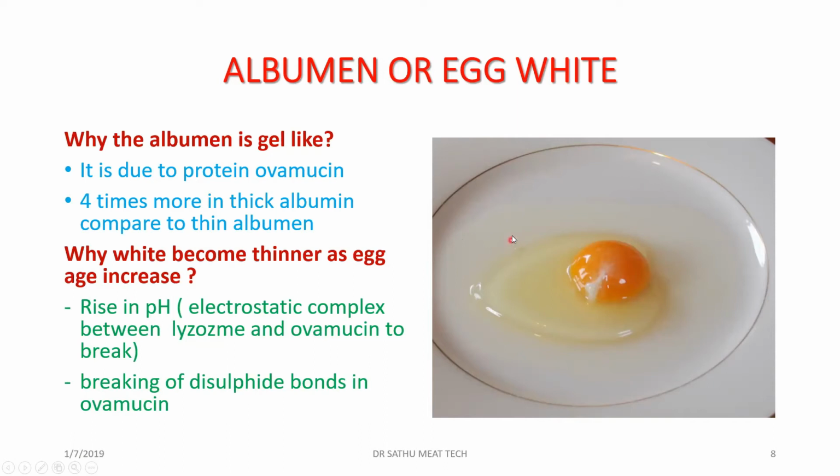the chalaziferous layer, and we have the thin albumin. And this is the chalaza. This is the chalaza which keeps the yolk in position. So let's see why the albumin is gel-like. It is different. Here you can find it is more thick. Here it is thin. It is because of the difference in the protein ovomucin. Here it is 4 times more than in the thin albumin.